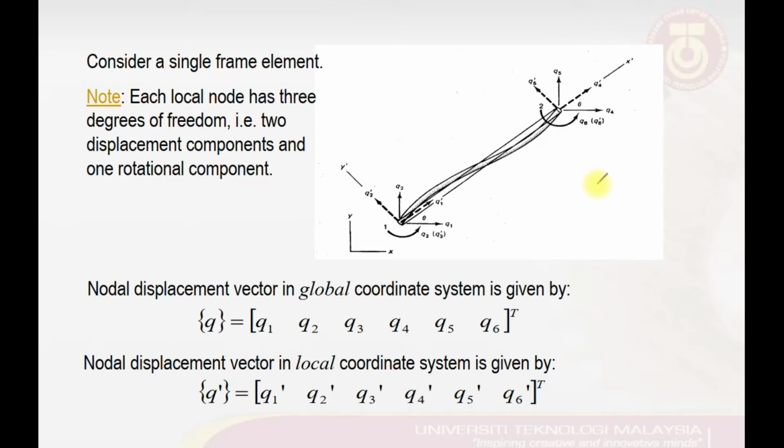If we recall when we discussed beam structures, at each nodal point we have 2 degrees of freedom, which I draw in the positive directions of the translation and also the rotation. This is for the beam.